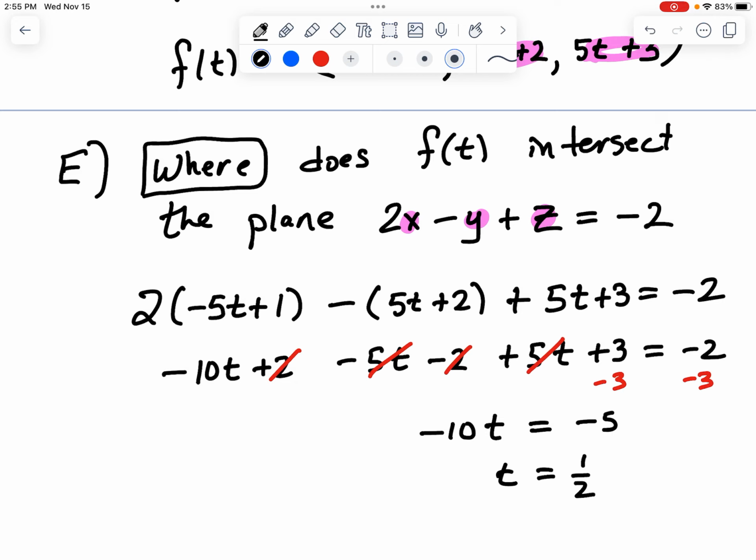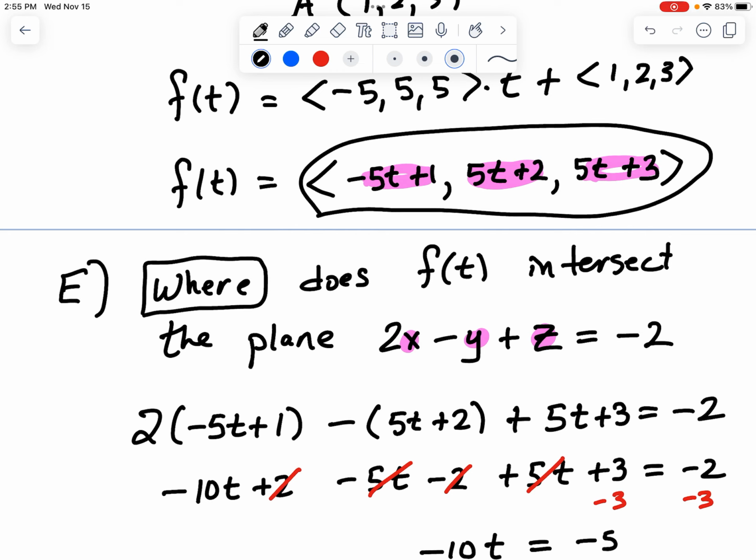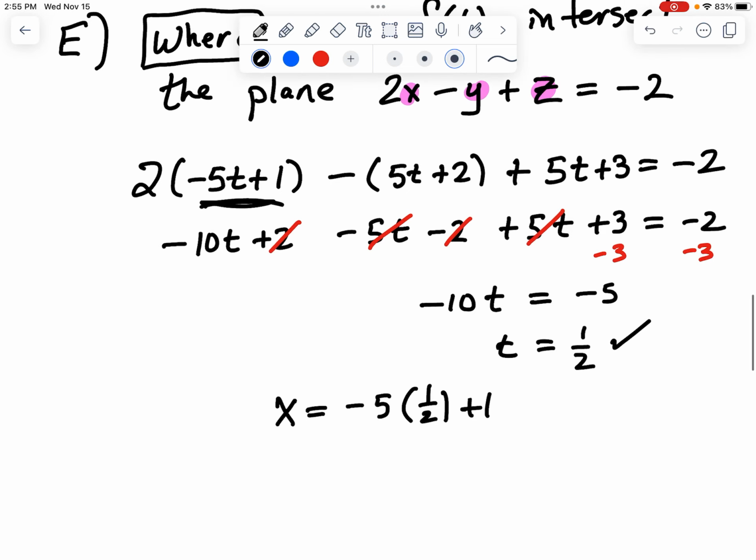So now we just need to take the 1/2 that we just got and plug it in for the x, the y, and the z. So back over here, these purple ones. So substitute 1/2 into each one. So then x is going to equal, so I can just read it from right here. So -5 times a half plus 1. So that is a -2.5 plus 1. So x equals a -1.5.